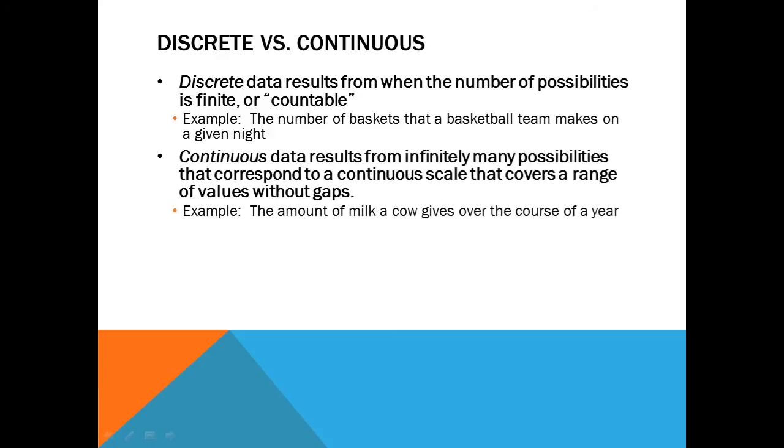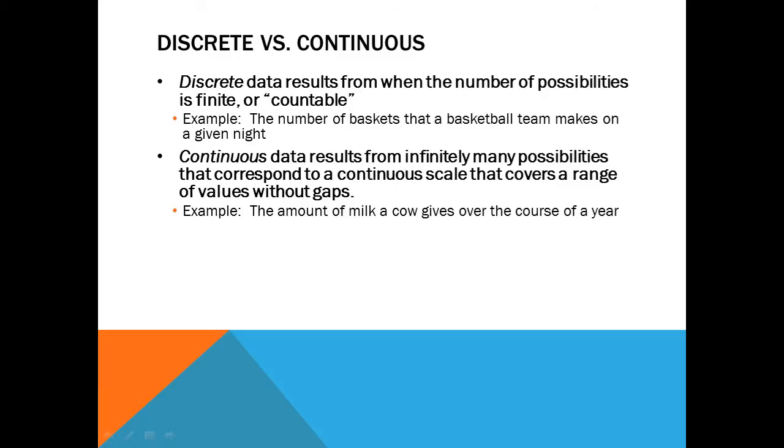Whereas with continuous data, that could be infinitely many possibilities, and the range is on a continuous scale. Now, the key part about continuous data is that the range covers a whole different mess of values, but there are no gaps in the data. The example there, the amount of milk a cow gives over the course of a year. It could give 48.2 gallons one day and 36.5 gallons another day.